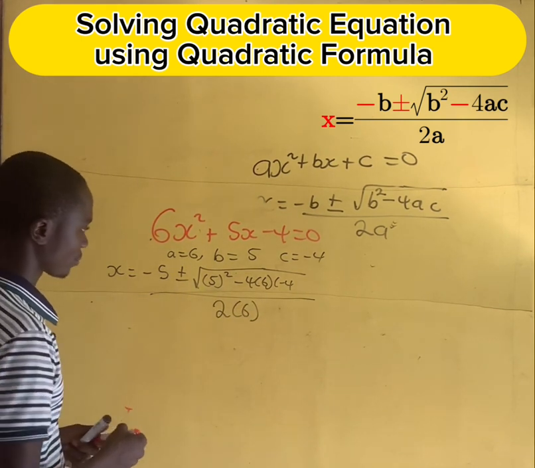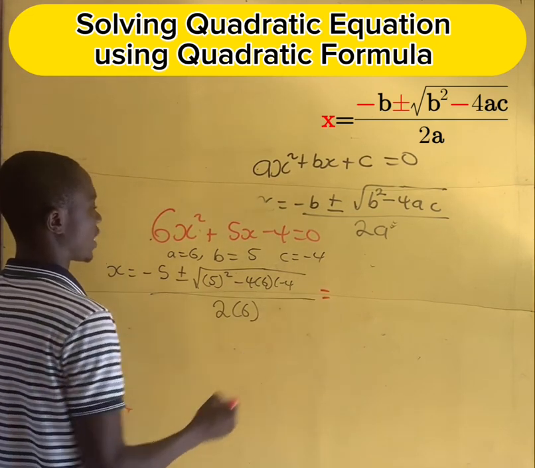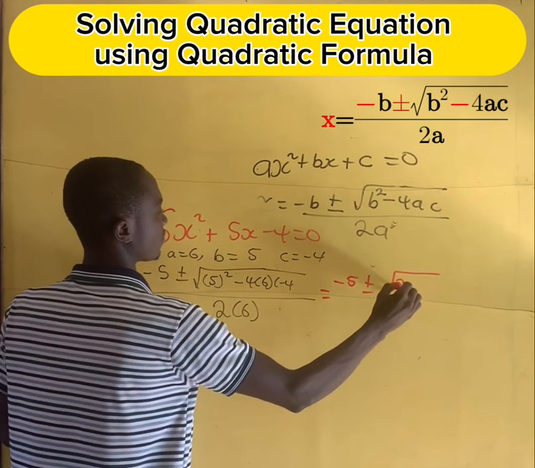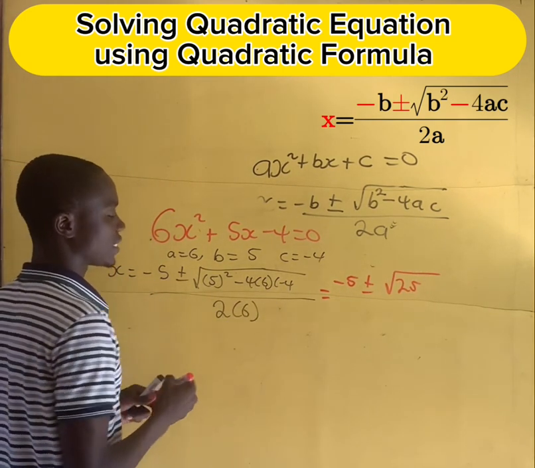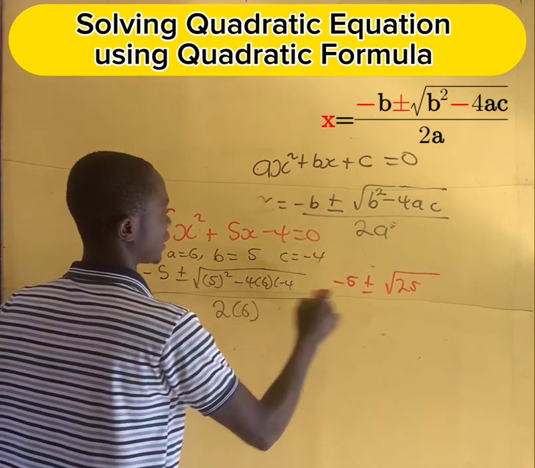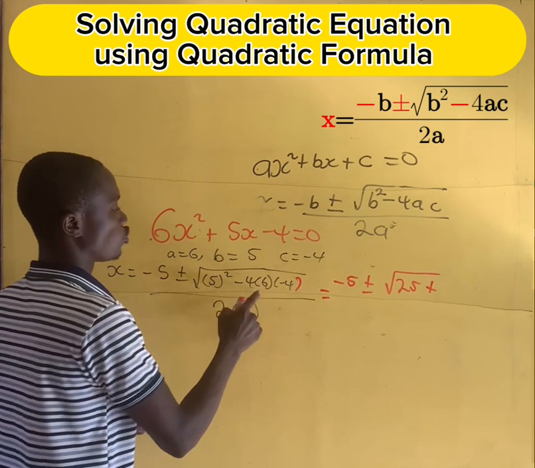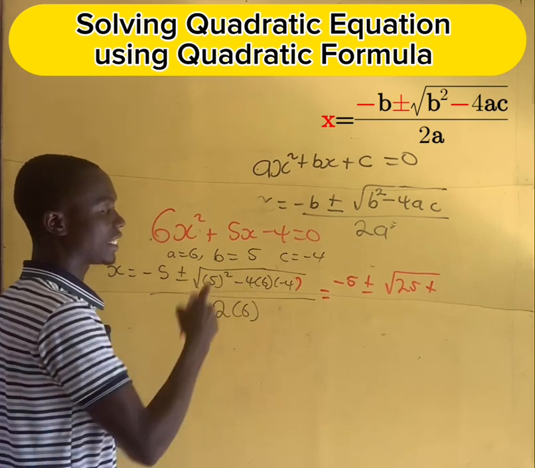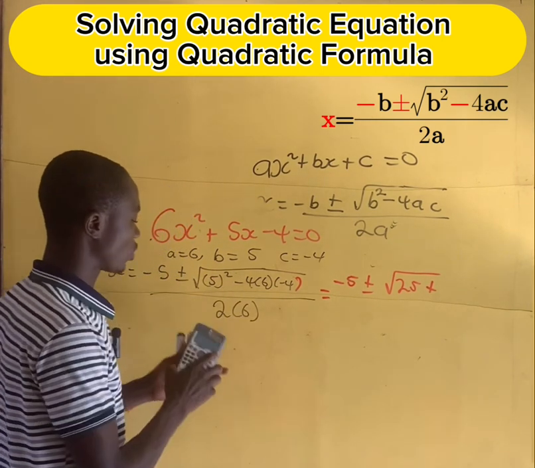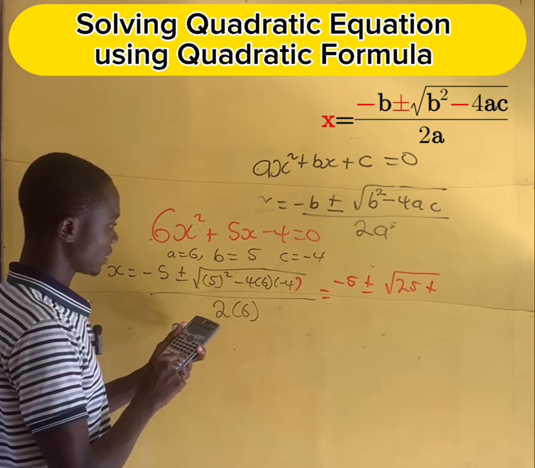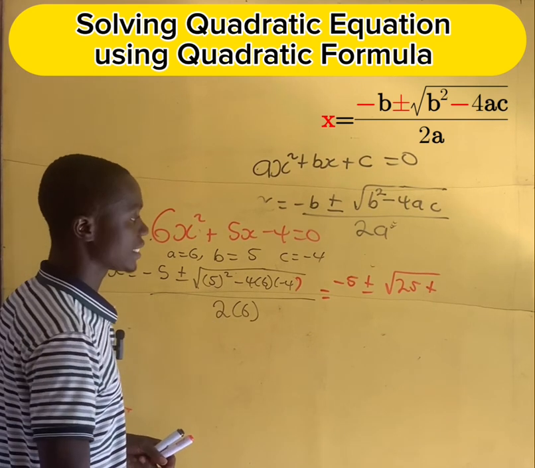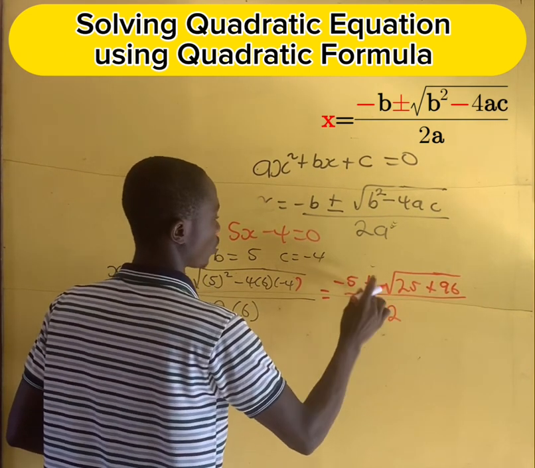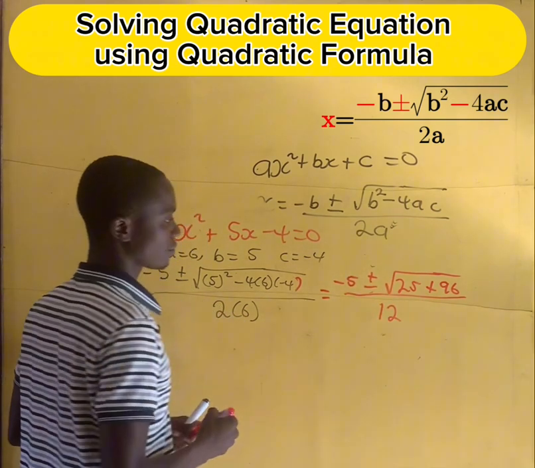So with regards to this, you can simply do this one as minus 5 plus or minus square root of, this is 25. 4 times 4 is 16, and then negative times negative is positive. So here, you multiply 4 by 4, you get 16, and you multiply 16 by 6. Or you can multiply 4 by 6, and then multiply the result by 4. Or simply just take your calculator and punch 4 times 6 times 4. That will give us 96. So we put here 96, all divided by 12 in a very simple way.